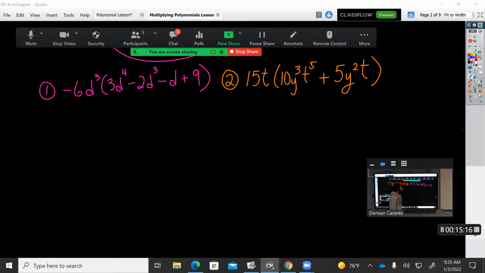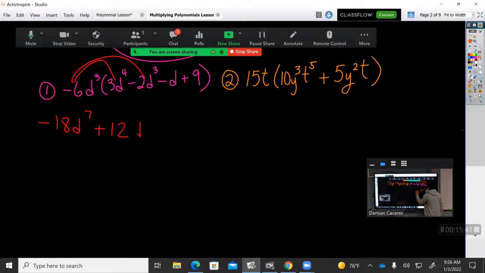All right, let's review these 2 examples. Negative 6d to the 3rd is what's going to get distributed. How many terms are in the parentheses? 4. So you should get 4 results. Negative 6d to the third times 3d to the fourth is negative 18d to the seventh. Now we've got negative 6d to the third times negative 2d to the third. That's positive 12d to the sixth. Negative 6d to the third times negative d is positive 6d to the fourth.